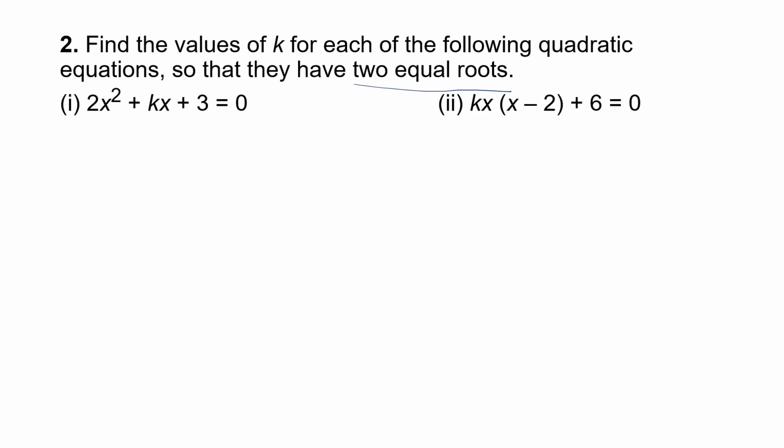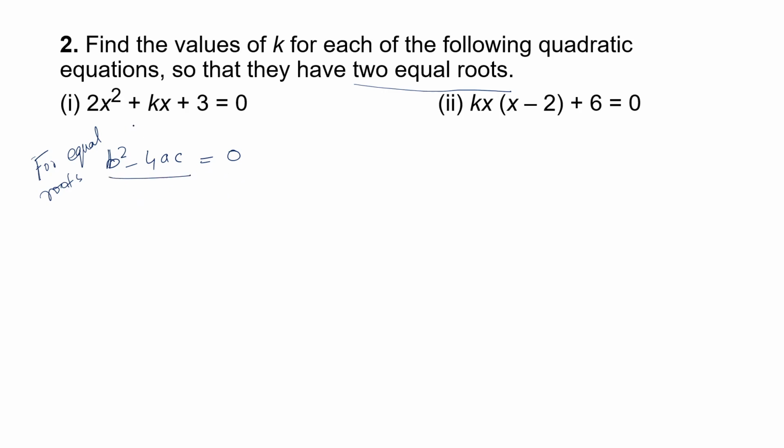equal roots. So for equal roots, what should be the condition? For equal roots, b square minus 4ac should be equal to 0. The second term should vanish, then we will have only the first term. If there is only the first term, then it means the two roots are equal. So this should be the condition.